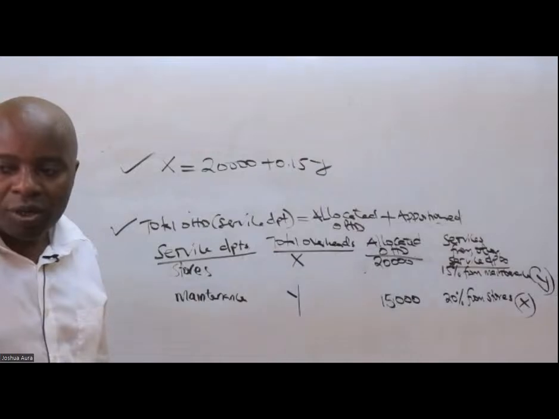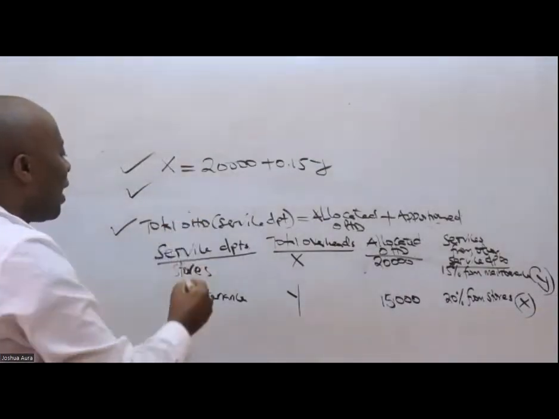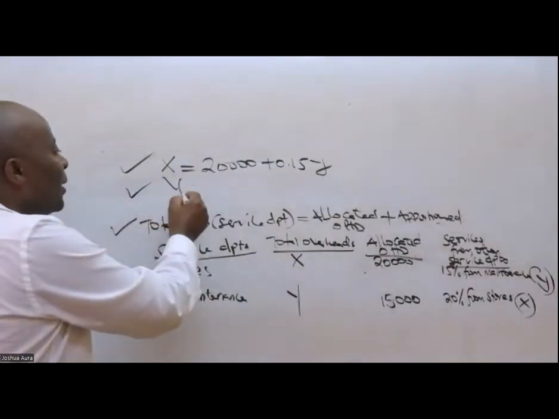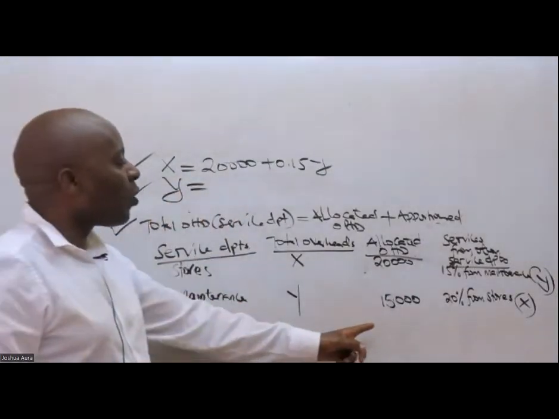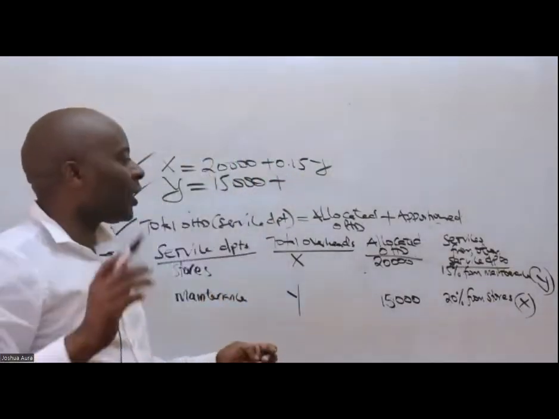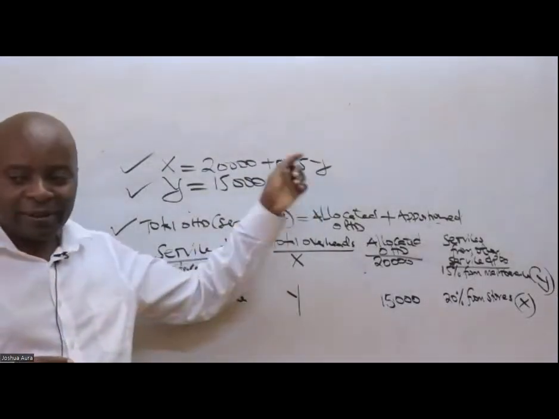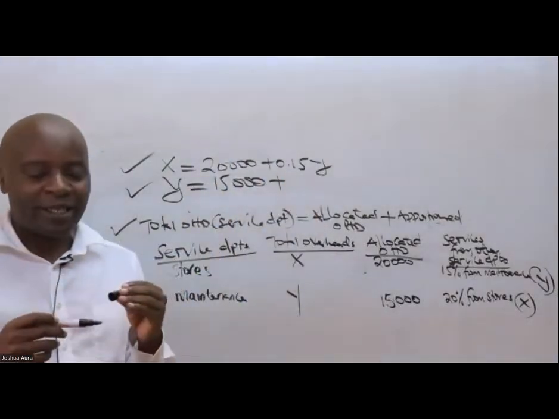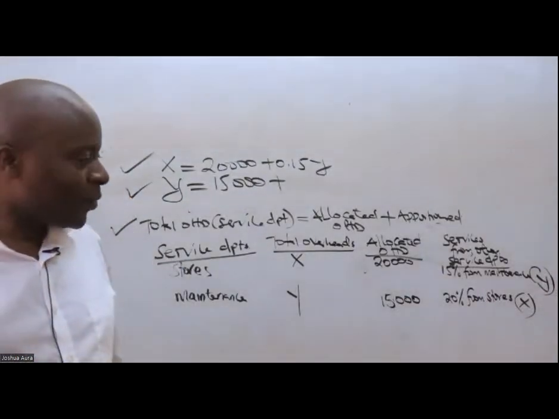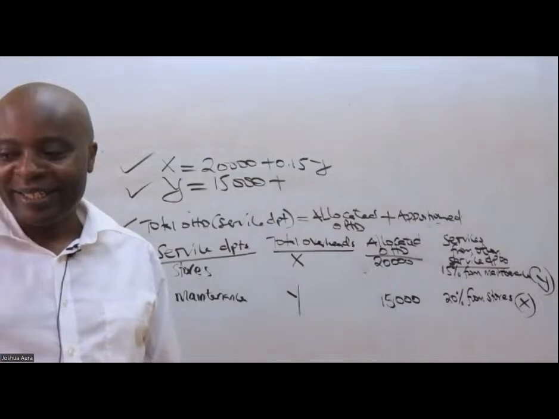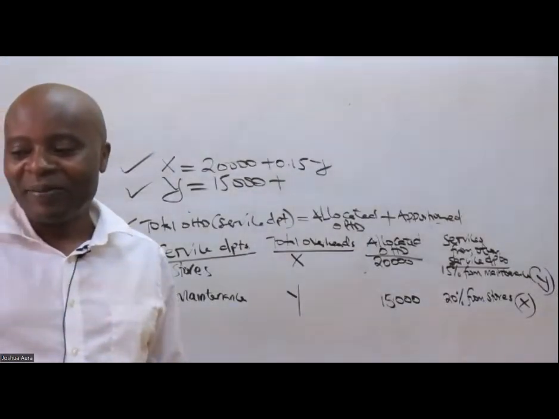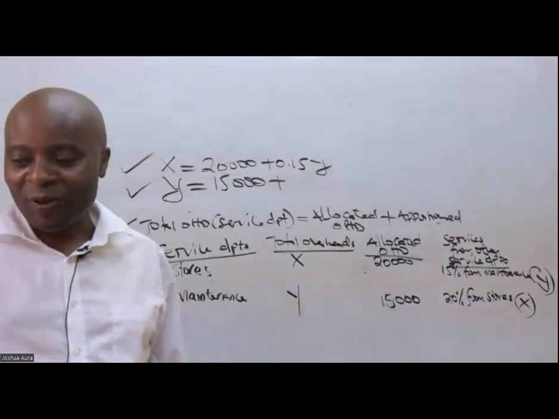How about the second? So the second, ladies and gentlemen, we have here the total overhead of maintenance. Total overhead of maintenance is Y, which will be equal to the allocated. Allocated here is 15,000. Plus, can somebody tell me what term I am going to write here? Plus what? Just try. There's no harm in trying. For maintenance, plus what? Thank you very much, all of you, for trying.